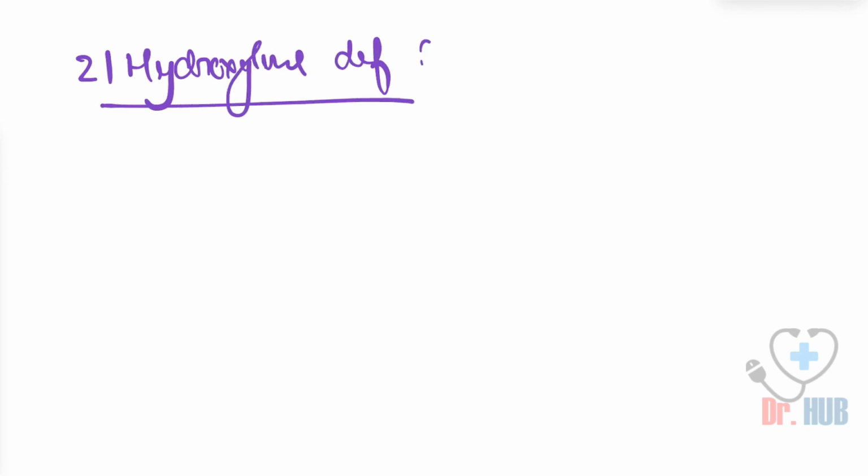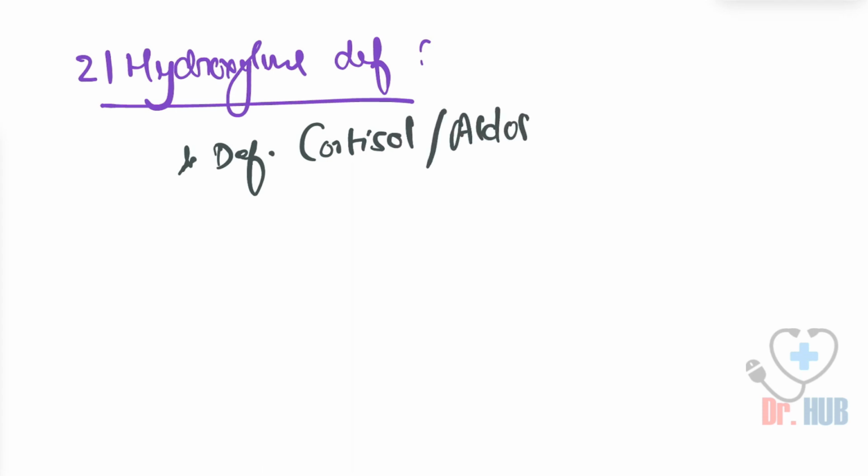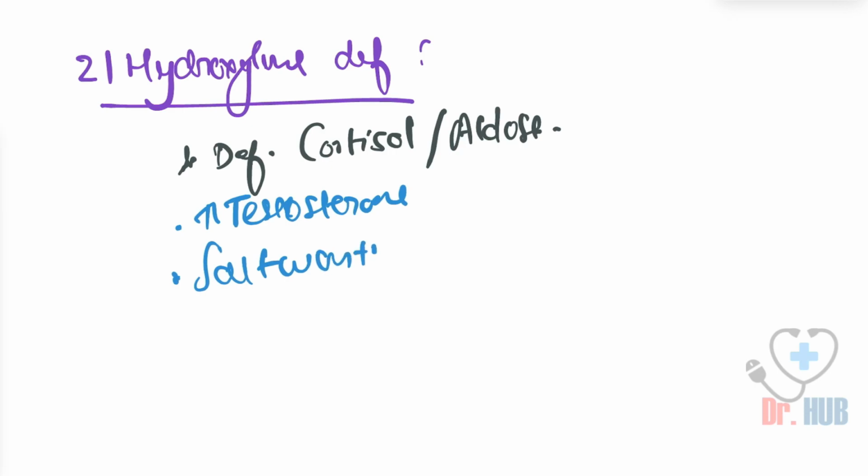To begin with, the 21 hydroxylase deficiency. So this is nothing but the deficiency of the cortisol and the aldosterone. And there is increase in the testosterone. There is a salt wasting crisis also seen.